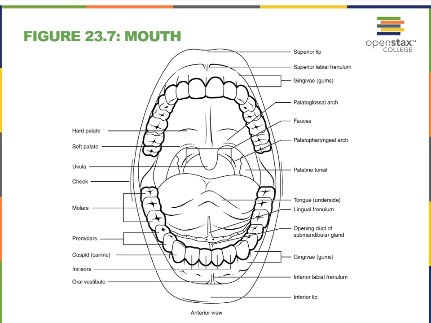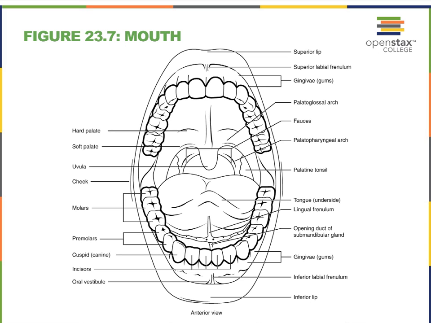I'm going to point out a few other structures. Recall that I pointed out the hard palate versus the soft palate, and I mentioned that the soft palate leads to this little flappy structure in the back of our throat. We call that the uvula. It plays an important role when we swallow in helping with the closing off of the nasopharynx.